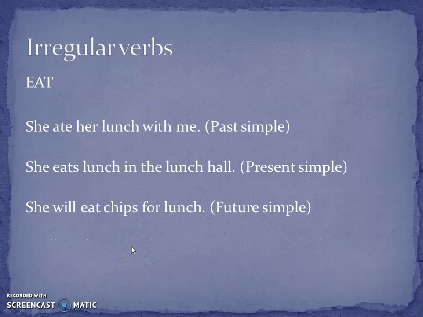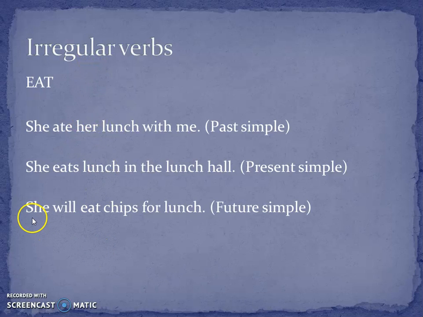There are some verbs, and these are called irregular verbs, that do not follow the add ed rule. And the unfortunate thing is you just have to learn them off by heart. So an example is eat. So you've got she ate her lunch with me. She eats her lunch in the lunch hall. So you've got eats there because it's she, we've put an S. But we didn't put she eated lunch. That would be wrong. We've put she ate her lunch with me. And that's why it's an irregular verb. So those verbs, when you come across them, you just have to learn them off by heart.